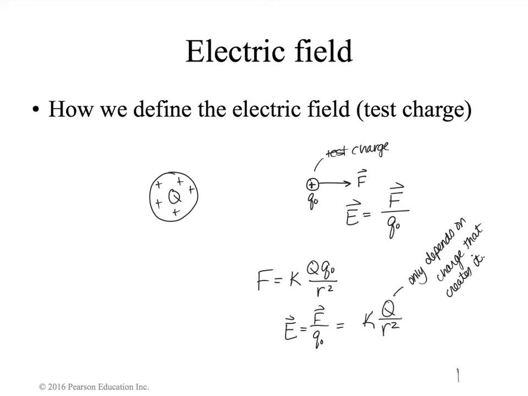And because we can also determine the direction of the electric field because we put a positive test charge in here, it ends up being in the same direction as the electric force. So in this case, the electric field is outward.